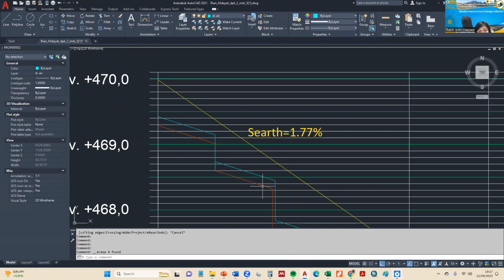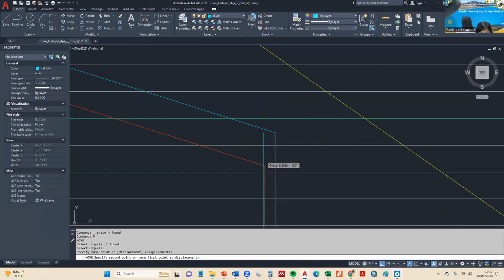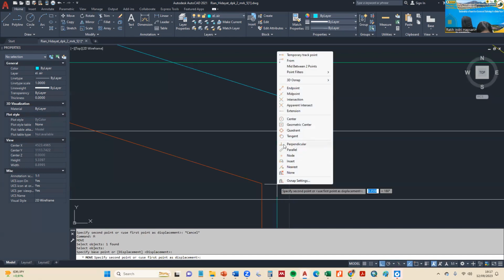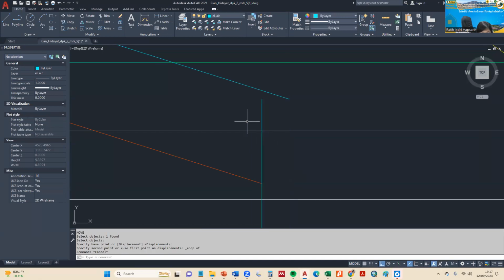Yeah, this is the position of the drop structure one. If you want to make it more neat, you can move this to this. It doesn't matter. It's okay. Yeah, how to move them. Okay. Yeah, just move it here.